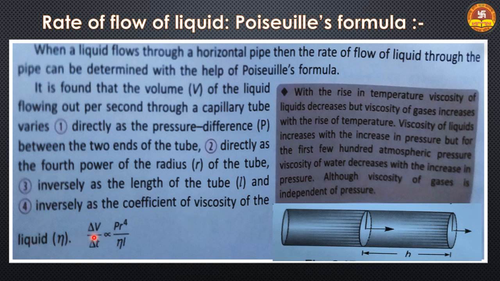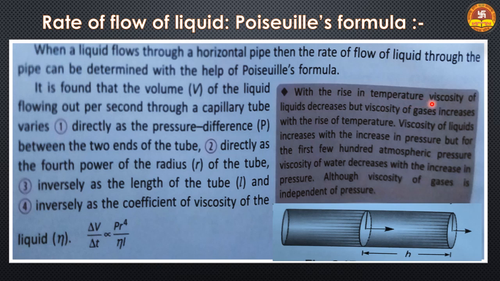Here you can see this is the rate of flow, delta V, the amount of liquid flowing, which is a volume, divided by a small time, delta t. Delta V by delta t is proportional to P r to the power 4 by eta L. This symbol, eta, is known as the coefficient of viscosity. So, P r to the power 4 by eta L.